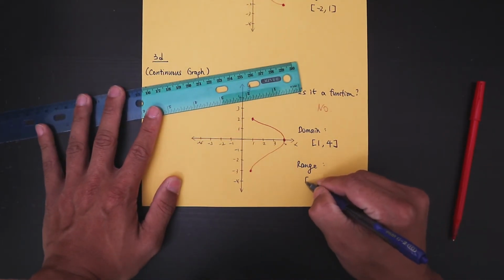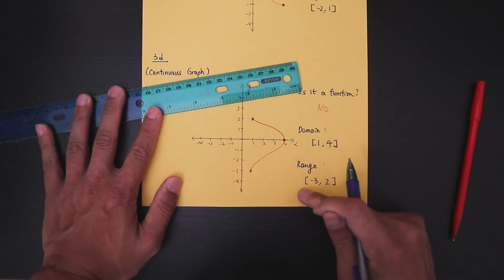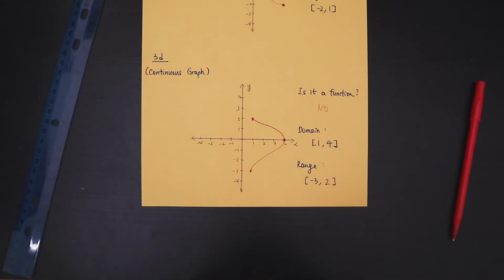So your range, the smallest y value is -3, and the highest y value is 2, and it's a closed bracket because they're both closed circles. And that's how you find domain and range.